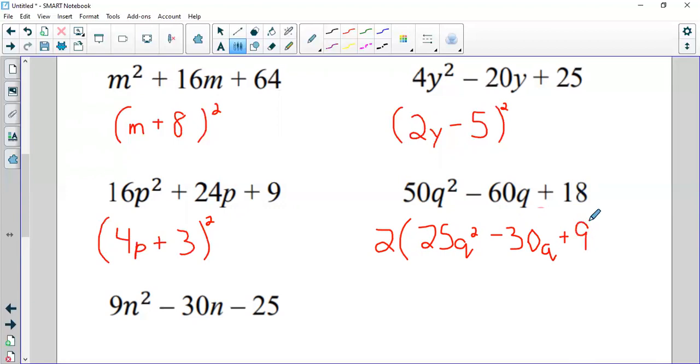Perfect square, yes. My C term is positive. My A and C are both perfect squares. So I'll make my parentheses. The square root of 25q squared, 5q. The square root of 9, 3. B term is negative, parentheses is negative. 5q times negative 3 is negative 15q, doubled, negative 30q. Square the parentheses, and don't forget to bring down that GCF too. There's my final answer.